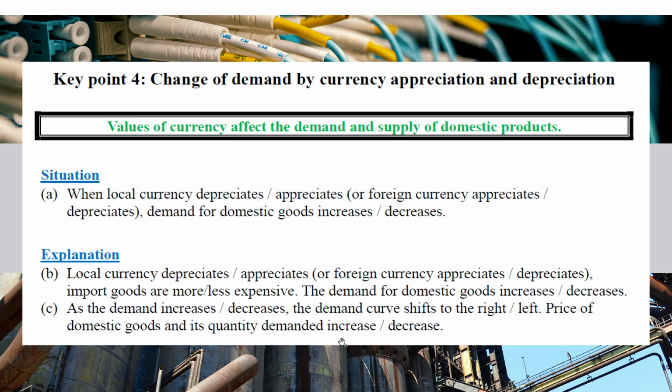So now it is your turn. Think about and discuss the appreciation one. When the local currency appreciates, the imports become cheaper, less expensive. So the demand for imports increases, so the demand for its substitute, domestic goods, decreases. So the demand curve shifts to the left, and both the price and the quantity demanded for domestic goods drop.